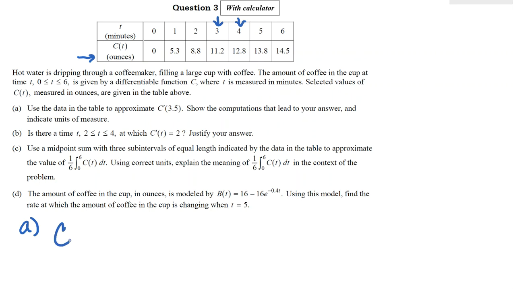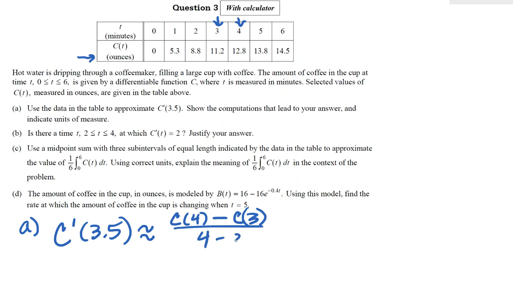So you want to label your work here that the derivative at 3.5 is not exactly equal to this. We don't know exactly the derivative, but it is going to be somewhere in the neighborhood of the slope between these 2 points. So our y2 minus y1 over x2 minus x1. So we're going to take these values, 12.8 minus 11.2, and we will come up with 1.6 ounces per minute.